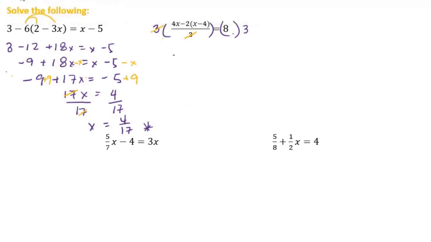So what's left over here is I've got 4x minus 2 times x, so minus 2x, and then minus 2 times negative 4. Negative 2 times negative 4 is positive 8. And on the right-hand side, I have 8 times 3 is 24. Collecting like terms on the left-hand side gives me 4x minus 2x is 2x. And I think in the same step, I'm going to move the 8 over to the right-hand side.